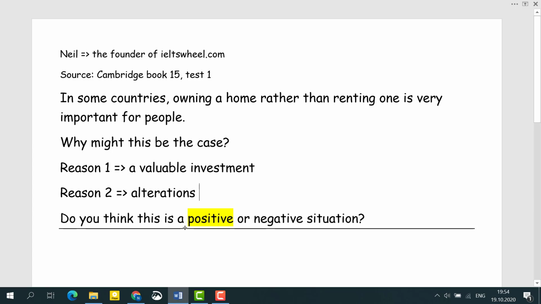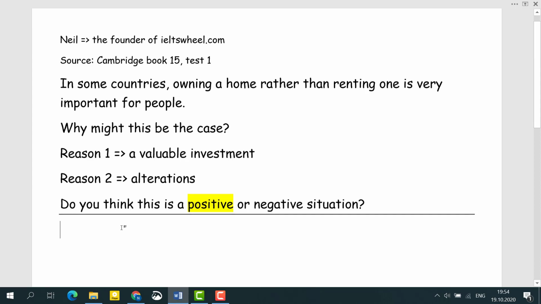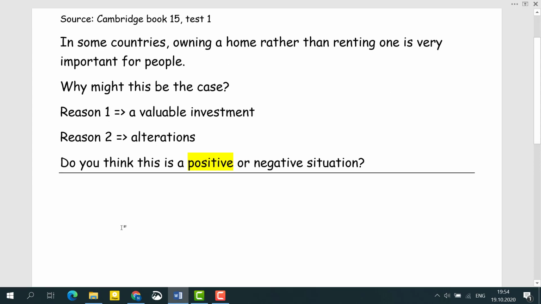And also I need to remember that I should always mention the fact that this trend is positive. Here we go. So now, as you can see, I have the first reason, I have the second reason, and I've already highlighted the keyword positive. So now I'm 100% ready to start. First of all, I need to write the introduction.